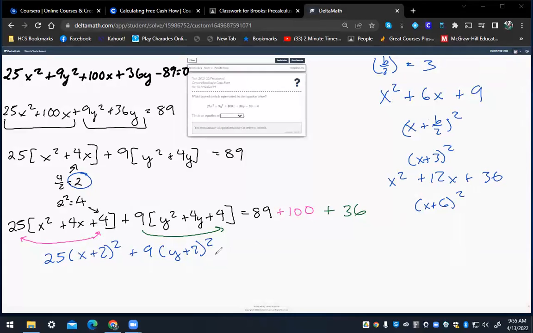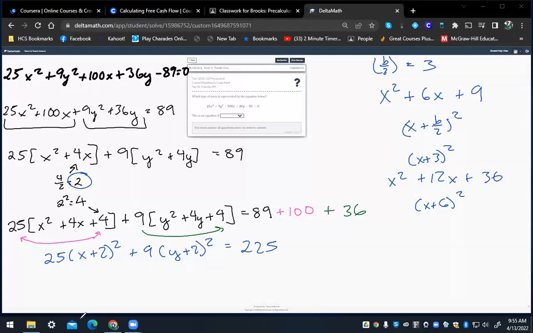All right, so now that we got all that, let's add all this junk up on the other side. So we got 89 plus 100, 189, plus that. I think it's 225 if I'm not mistaken. I'm pretty sure. Yeah.